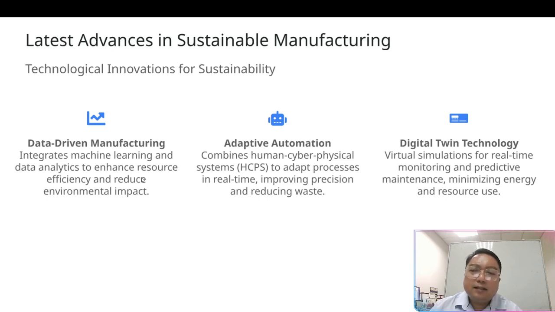Okay, there is data-driven manufacturing, which integrates machine learning and data analytics to enhance resource efficiency and reduce environmental impact. Also, adaptive automation combines human cyber-physical systems to adapt to processes in real time, improving precision and reducing waste, and virtual simulation for real-time monitoring and predictive maintenance minimizes energy and resource usage.